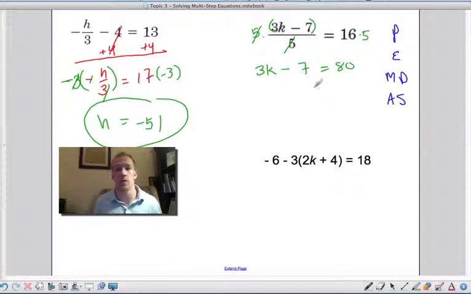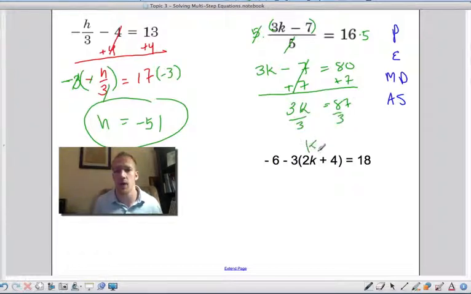Alright, now it's just like my problems before. So I add 7. Working my way from the outside in, right? This is the most outside, then the 7, then the 3. So it gives me 3k equals 87. Divide by 3, and it gives me k equals 29.